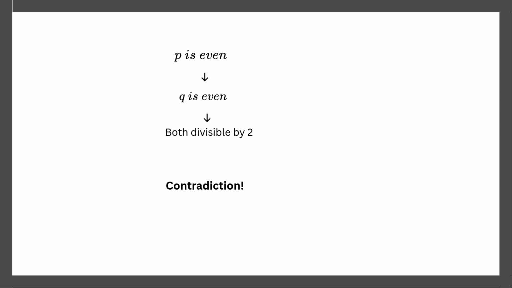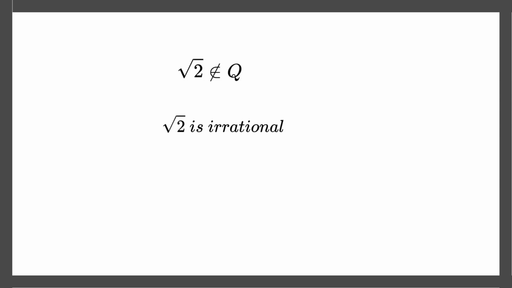But this contradicts our original assumption that p and q have no common factor. Therefore, our assumption was false. Hence, there exists no rational number whose square is 2. In other words, square root of 2 is irrational.